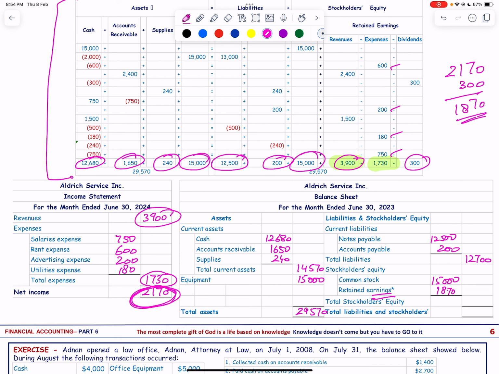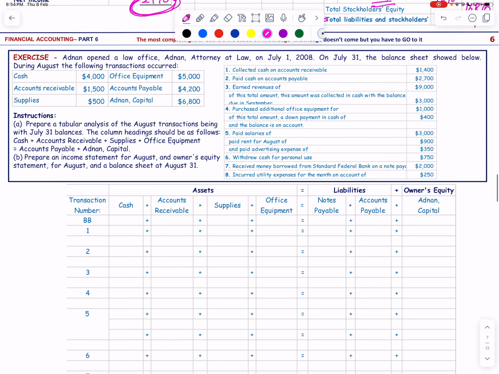When we calculate the retained earning, we take the beginning retained earning, and in this case we have 0. To this we add the net income, that is 2170. We subtract the dividend of 300, and that's how we get 1870. So the total for stockholder equity is 16,870, and the total is 29,570. Let us move on to the next exercise.